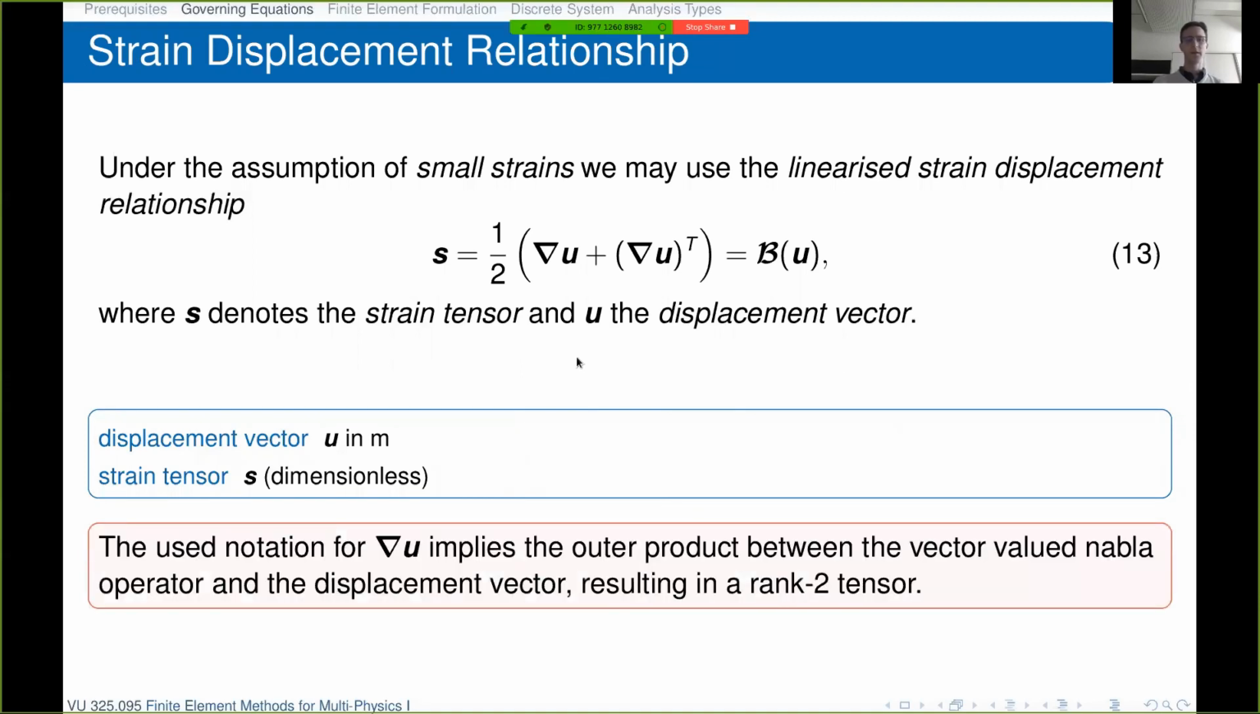So as explained, with the outer product, this notation is the default. This is clear if we have two vector valued quantities multiplied, we get the resulting rank 2 tensor. And we can also write this in shorthand as a B operator of u. So this is simply shorthand notation. This will be used in the following.